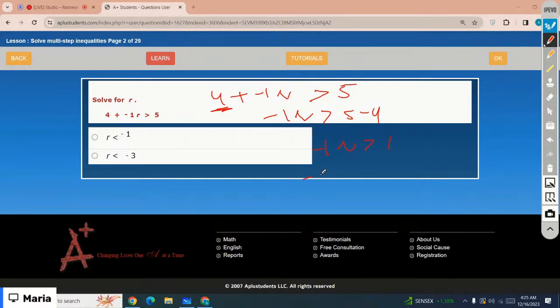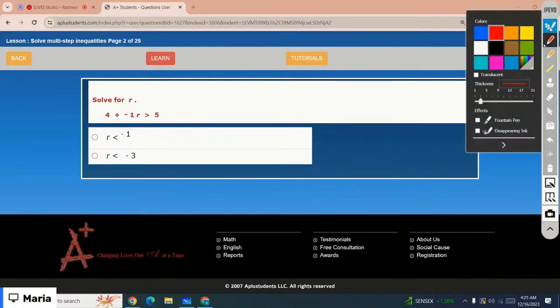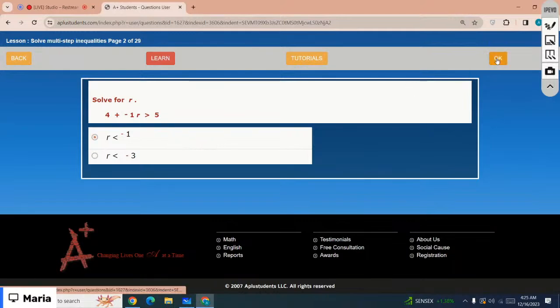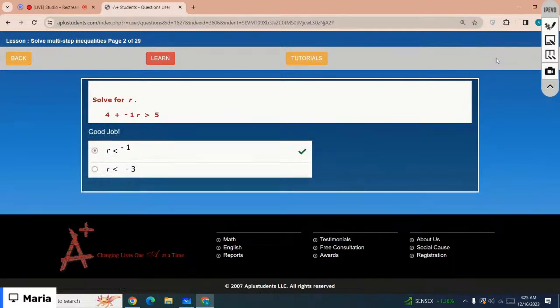Just multiply both sides by a negative sign. Negative times negative 1r, and negative times negative is positive. r is greater than negative 1, right? Because you multiplied with a negative sign, the inequality must be changed. That is, r is less than negative 1. The correct option is option number 1, that is r is less than negative 1, right?